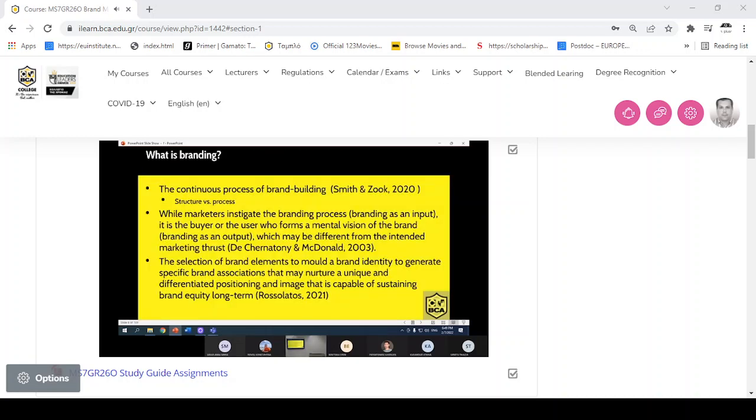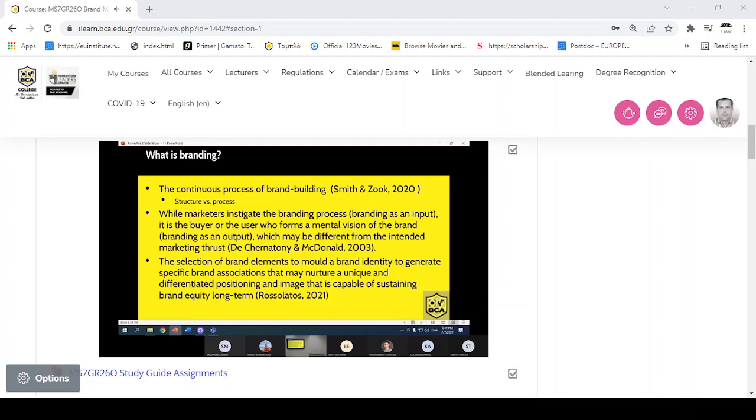Branding, as Tassos correctly said earlier, is exactly the difference between structure and process. The process is branding as a continuous process of building a brand, measuring its performance, and again, iteratively coming back full circle to the planning stage. Whereas structure is what you produce in this planning process, that is launching a brand, placing it on shelf, and so on and so forth.